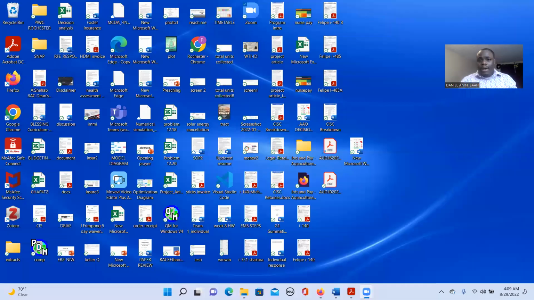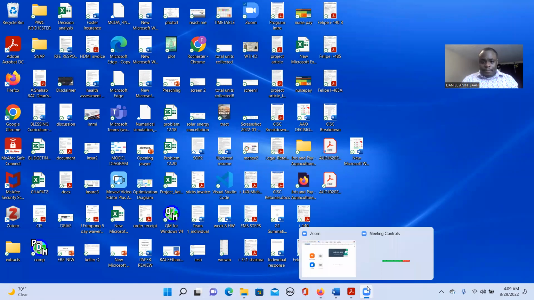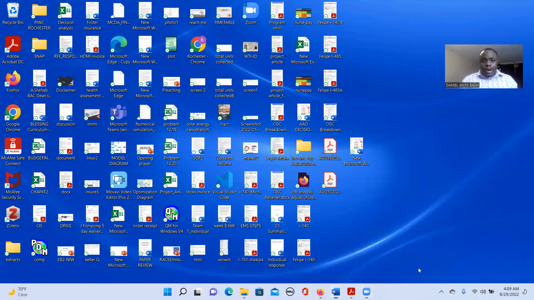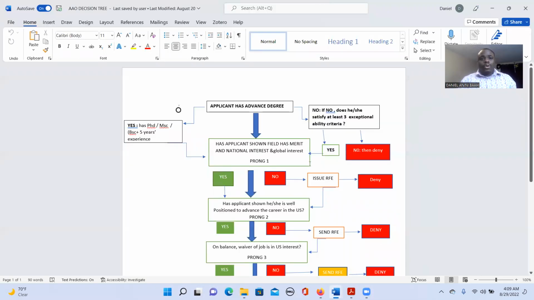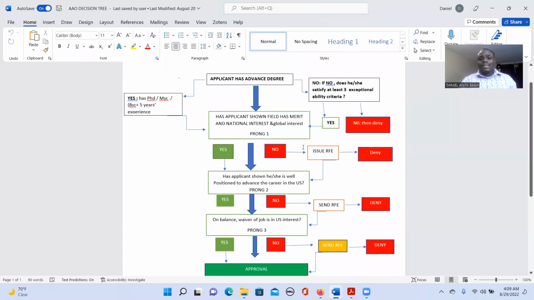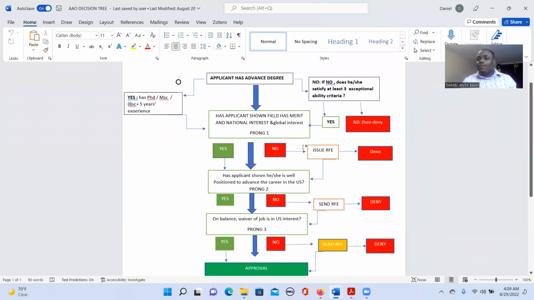Let me share my screen, and we will be able to look at the framework I've been talking about. This is the framework of how USCIS officers operate to approve or deny a petition.